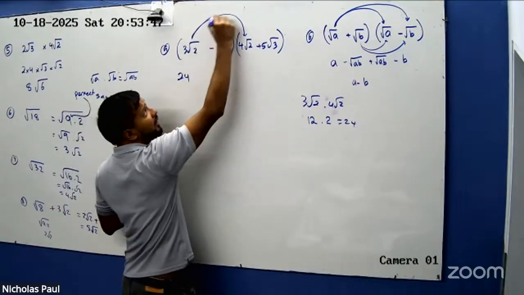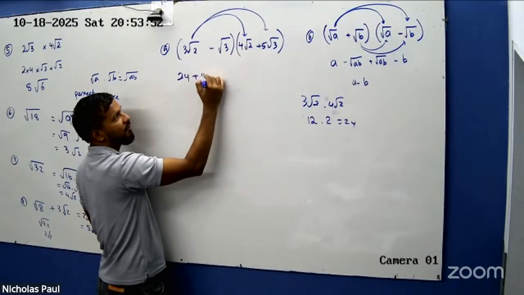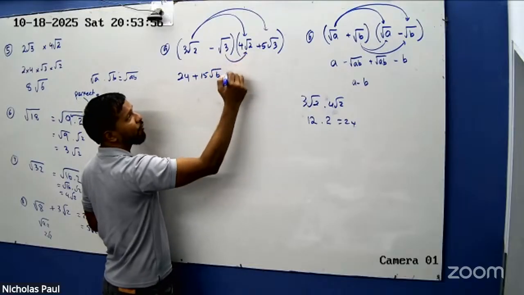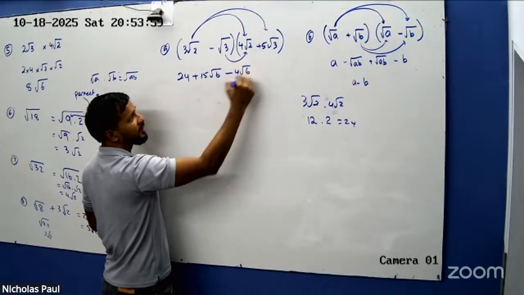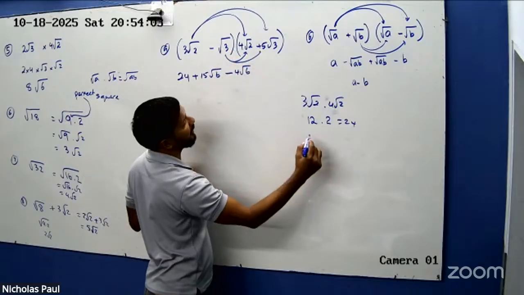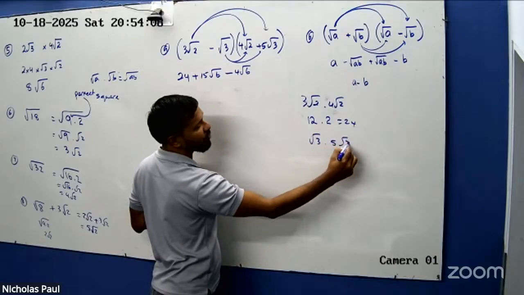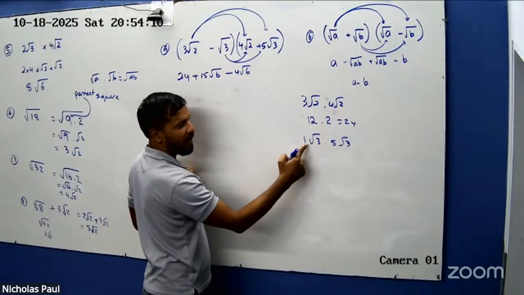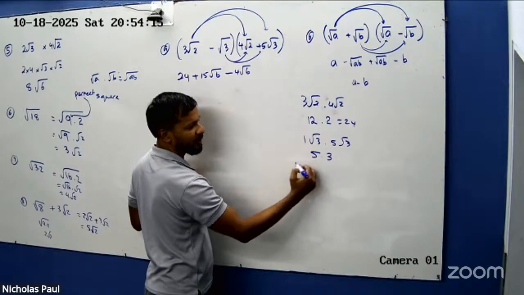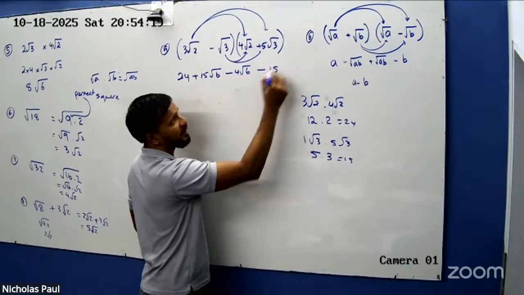Then, most people had this right. 3 root 2 by 5 root 2 is 15 root 6. Minus root 3 by 4 root 2 is minus 4 root 6. Minus root 3, right? And maybe make a mistake here as well. Root 3 multiplied by 5 root 3. 1 by 5 is? Root 3 by root 3 is 3. 5 by 3 is 15. So you'll get minus 15 here.